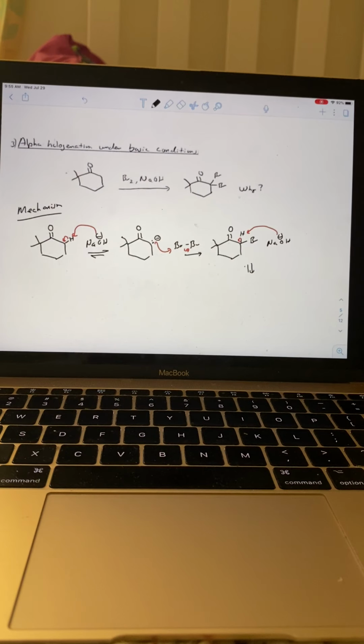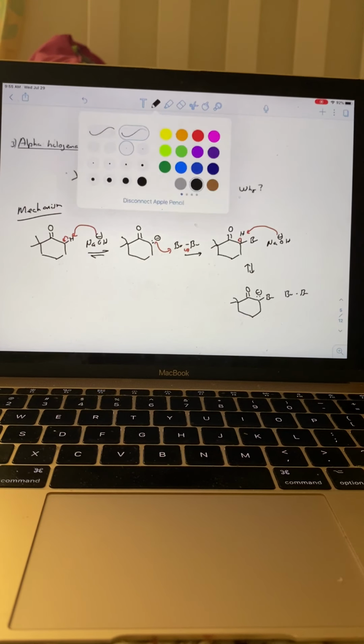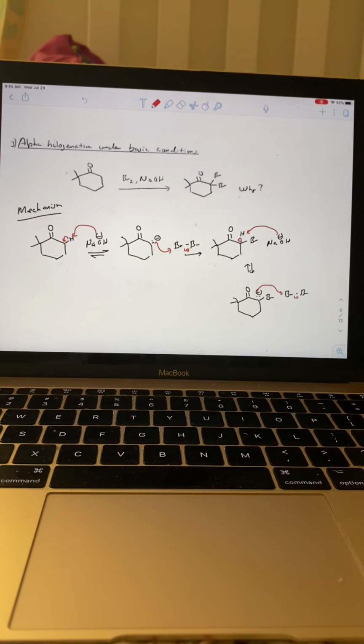I'll write it as an equilibrium. All this stuff is the same. Another enolate, and then this one will react with bromine. So this can explain why we end up with two bromines. Okay? So the basic reaction is a little bit simpler compared to the acidic conditions.